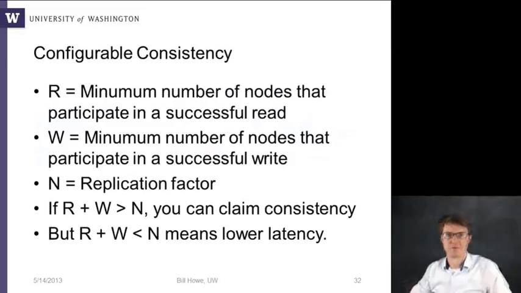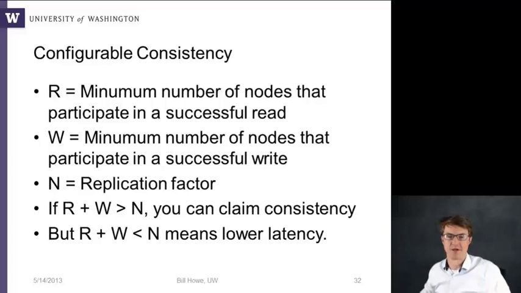Okay. All right, so Dynamo also talks about a way to parameterize the level of consistency. And this comes up occasionally in papers, so I just want to make sure you're exposed to it. So the idea here is that you have two parameters, R and W, and R is the minimum number of nodes that need to participate in a successful read.